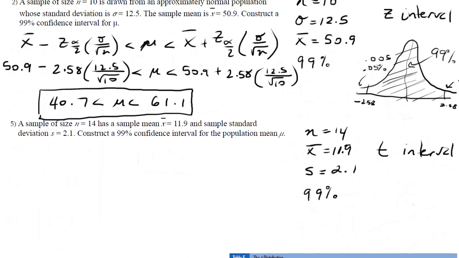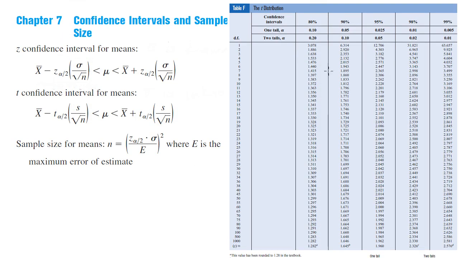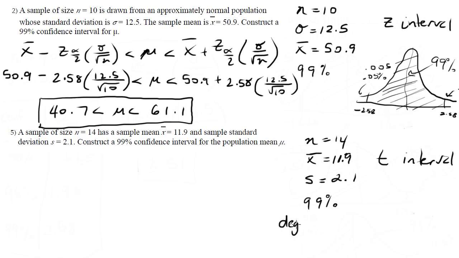So I go to the T distribution, right? Slightly different than the Z distribution, because right at the top here, I have these confidence intervals. So as long as I know the confidence interval, I don't have to do those calculations. I can just use the confidence interval and go down the column and figure out where I need to be, right? But the one piece of information that I need for the T distribution is called DF, which stands for degrees of freedom.